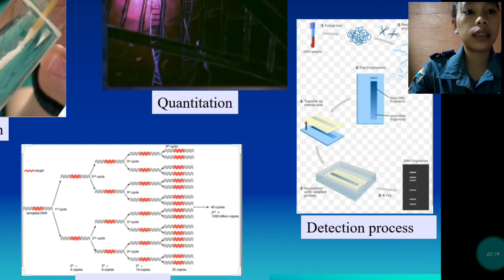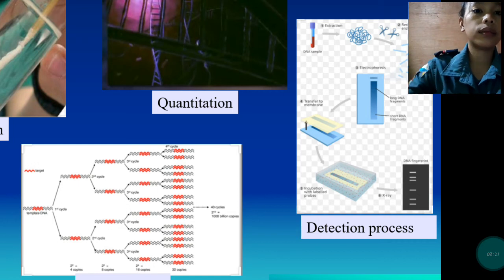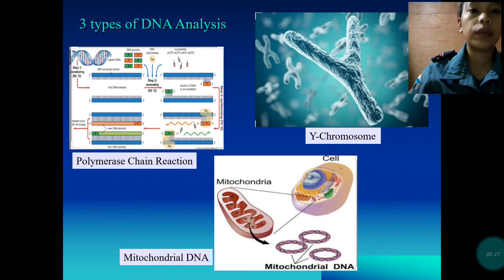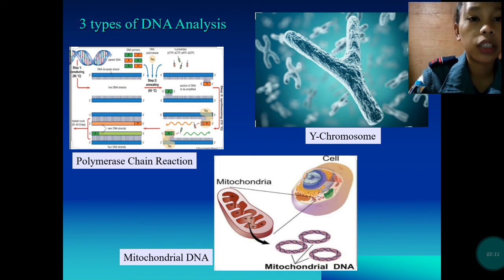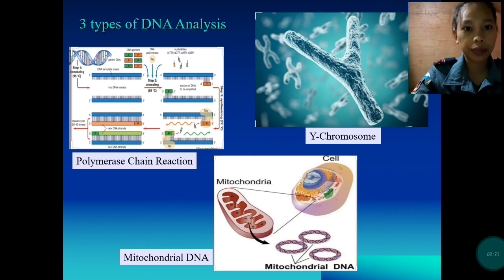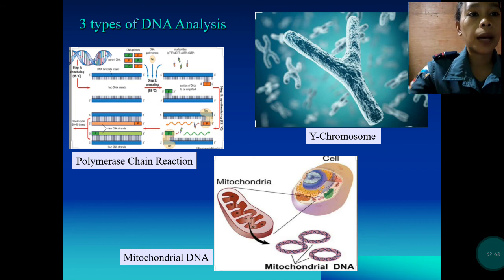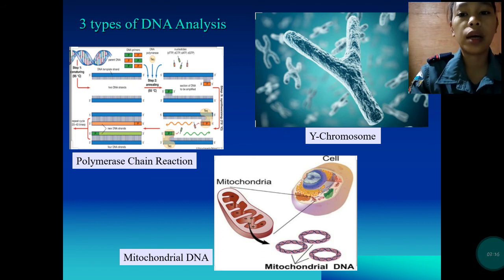Next are the 3 types of DNA analysis, which are the polymerase chain reaction, Y chromosome, and mitochondrial DNA. Polymerase chain reaction uses an enzyme to replicate DNA regions in a test tube. Tapos, yung Y chromosomes naman, the markers target only the male fraction of a biological sample.